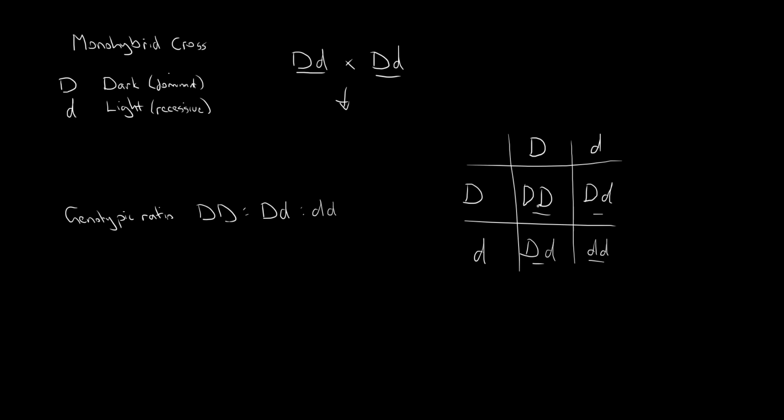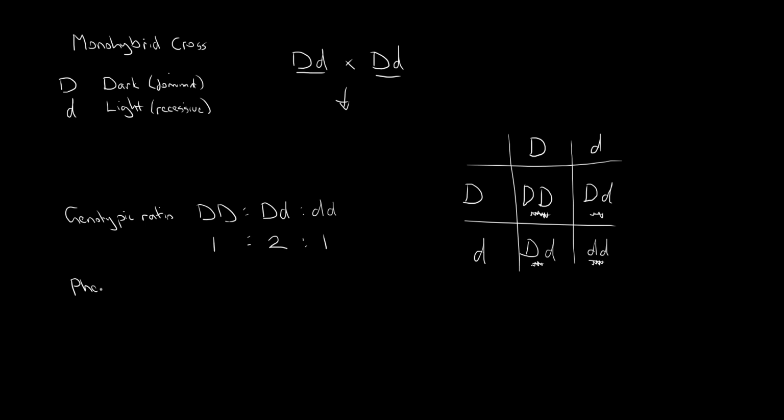And if we count them up, then we have one individual who is homozygous dominant, and we have two individuals who are heterozygous, and we finally have one individual who is homozygous recessive. So that's the genotypic ratio.